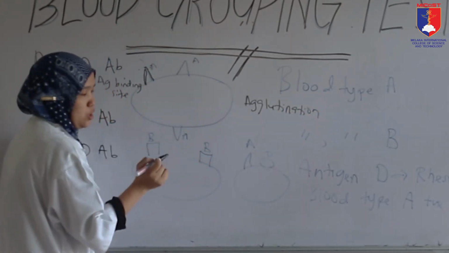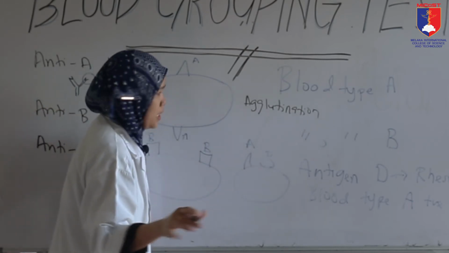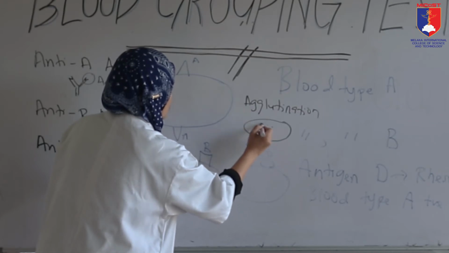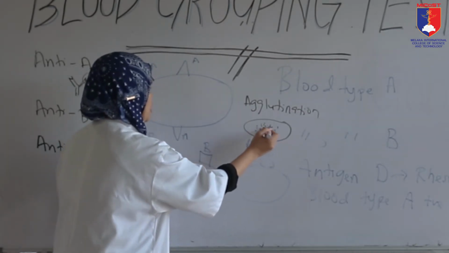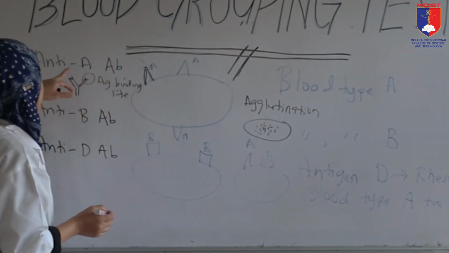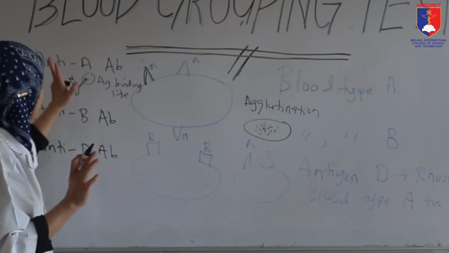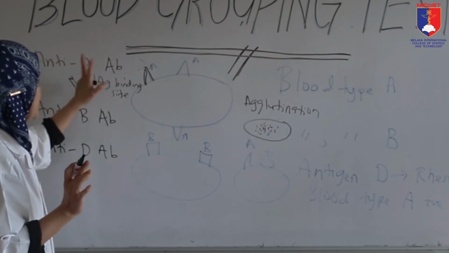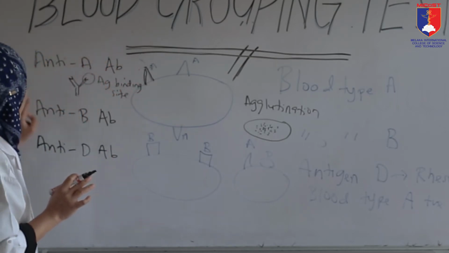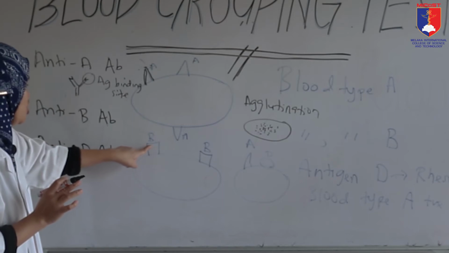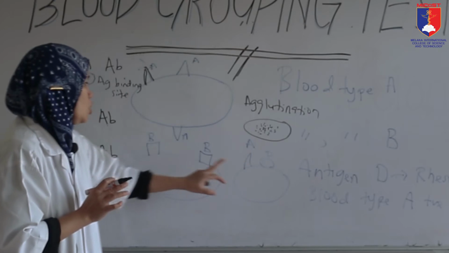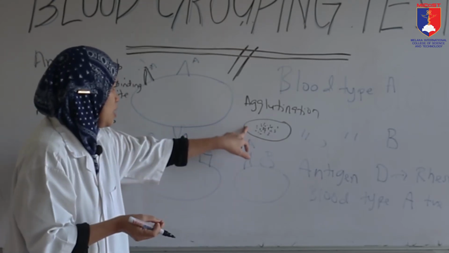Okay, so when we do this test, we will see the agglutination reaction, our RBC will agglutinate in the blood. It means that the antibody for this antigen binds to the antigen. Anti-B antibody will bind to antigen B, and anti-D antibody will bind to antigen D. So when the binding occurs, agglutination will occur.